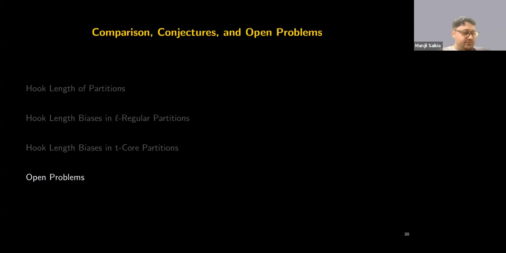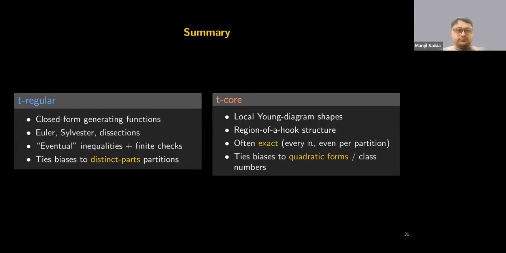So lastly, some open problems. Just a brief summary. For T-regular partitions we have some closed form generating functions. Then we have some distinct parts partition also coming in one of the results. For T-core partitions, we are looking at the shapes of the Young diagram, and then we are looking at biases for very particular classes. We don't really have a general bias.